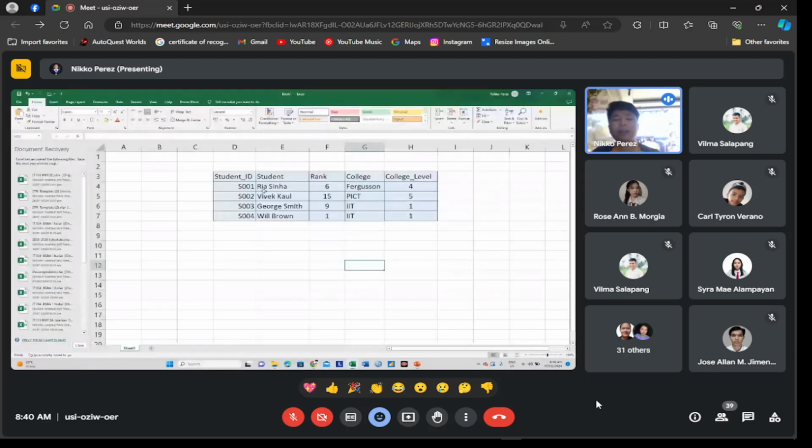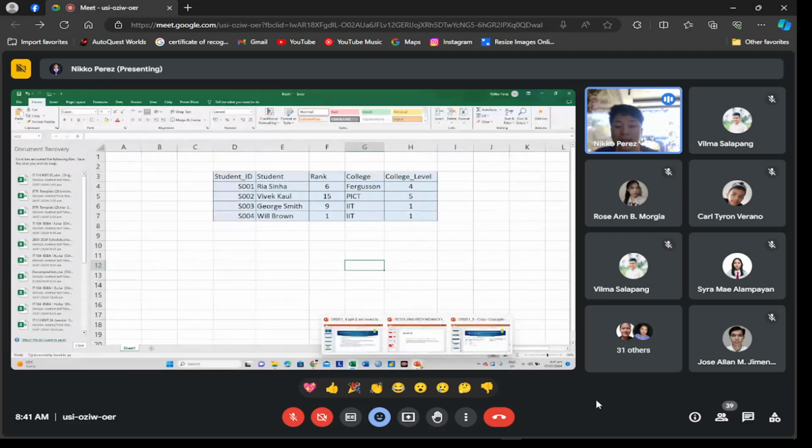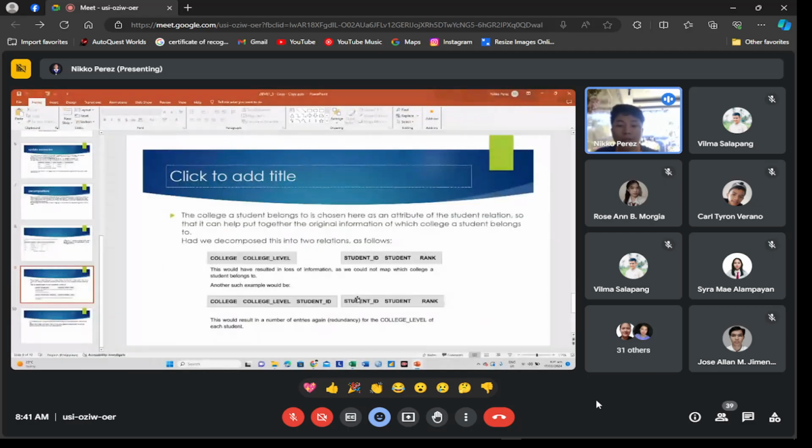Yeah, we will be working on this table and let's try to apply the solution given in our slide. So this first solution is where we decompose our relation, or our table, into two.